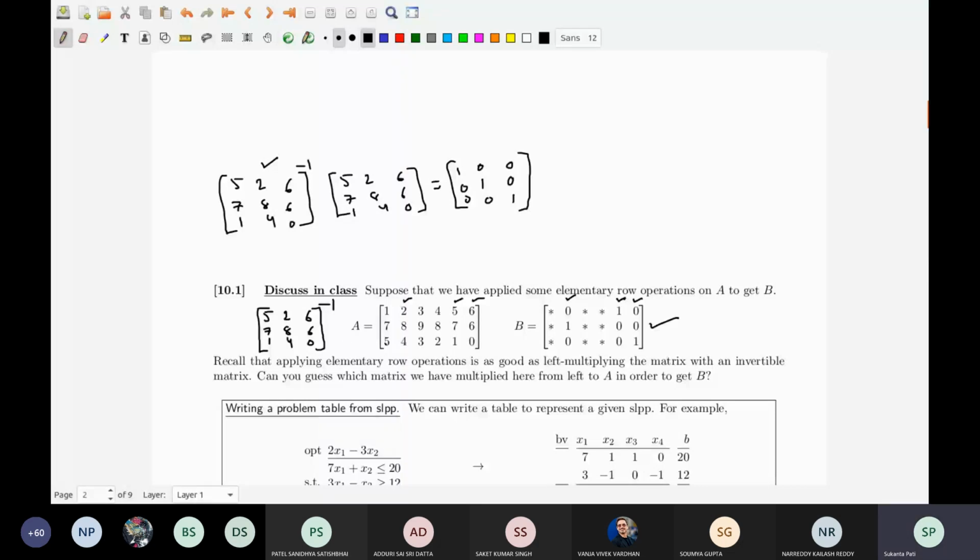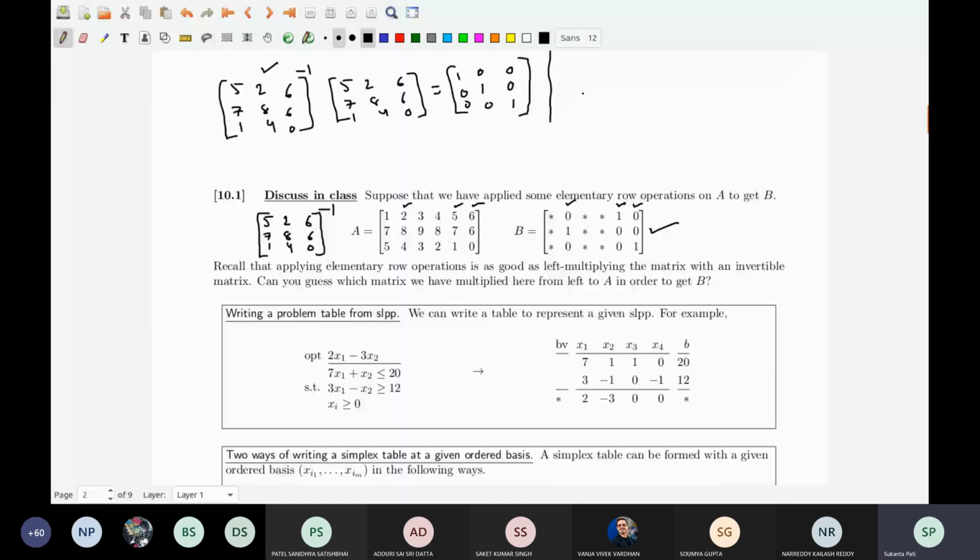You can also, there is one more thing. Suppose I have given you some problem to start with. For example, suppose I have given this problem: optimize 2x1 minus 3x2 such that 7x1 plus x2 less than or equal to 20, 3x1 minus x2 greater than or equal to 12, xi greater than or equal to 0. I can write a table to represent this problem also.